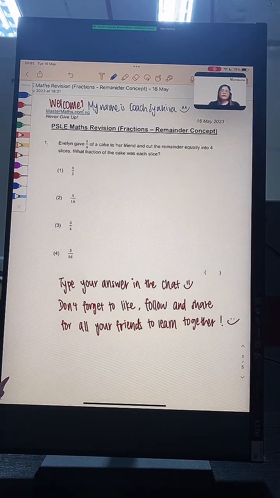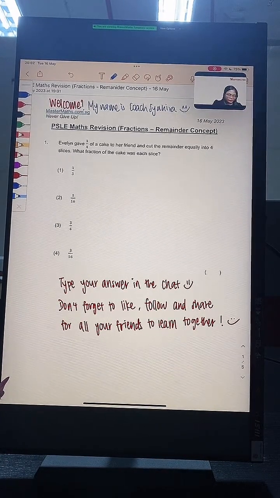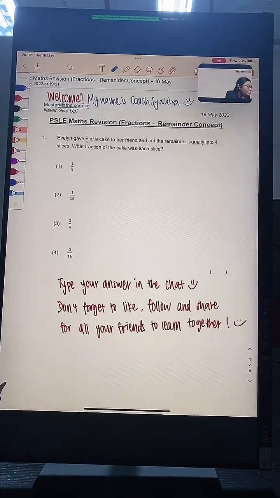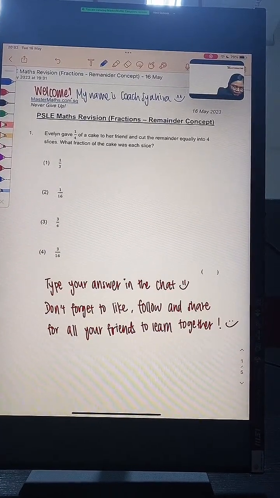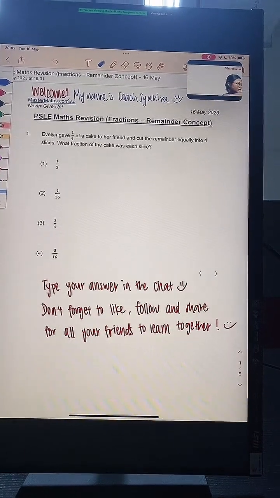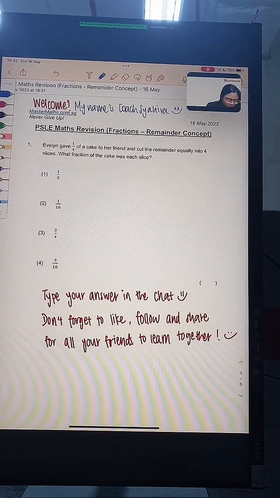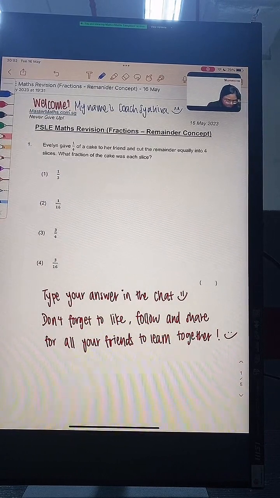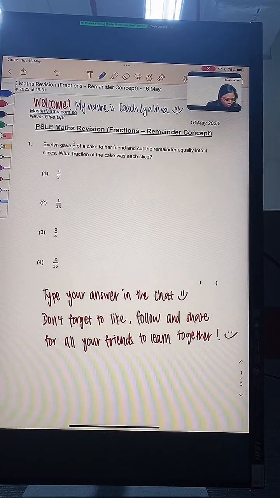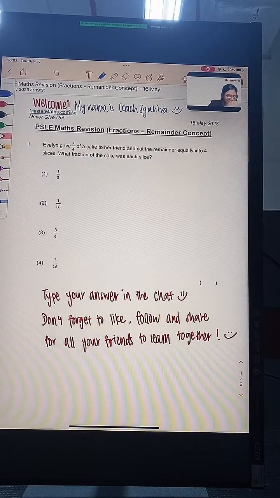Are we all able to see the screen clearly? If you're not able to see, please let me know. Okay, you want the screen to be bigger. Does this work? I hope this works. Okay, perfect.